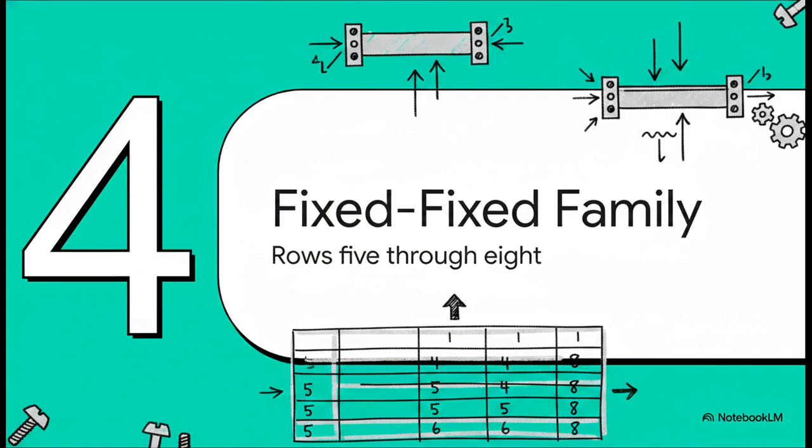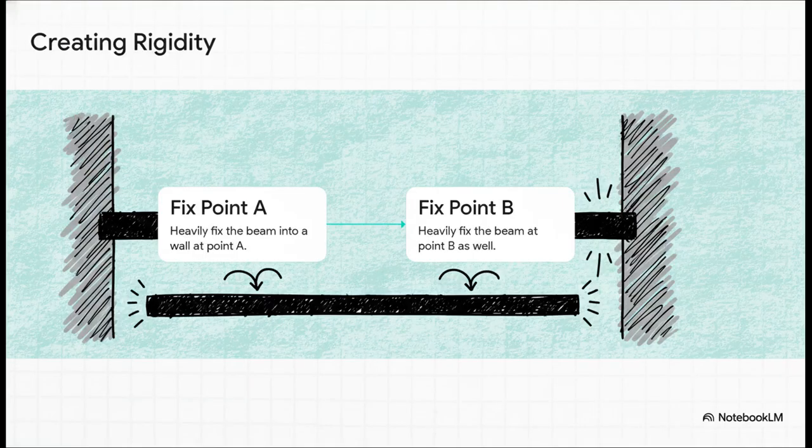Part 4, the fixed family. That's rows 5 through 8. Let's see how this changes the game. In this family, step 1 is to heavily fix the beam into a wall at point A, but now step 2 is to heavily fix it at point B as well. Both sides have those hashed lines now. The result is an incredibly rigid structure.